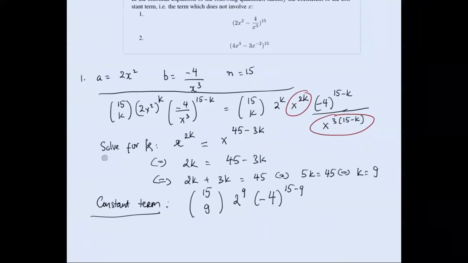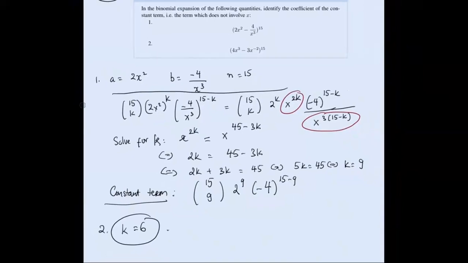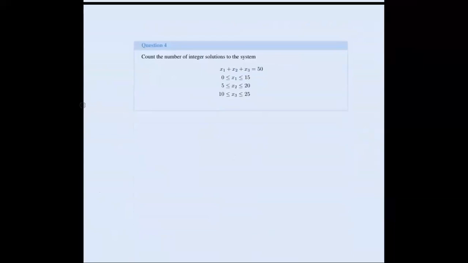Any other question about this one? How did I find it? For part 2, you can do exactly the same thing, but you will get k equal to 6. I will leave this as an exercise for you because it's very similar to part 1. If you understood what I did in part 1, you can do part 2. If there is no question, I want to move on to question 4.